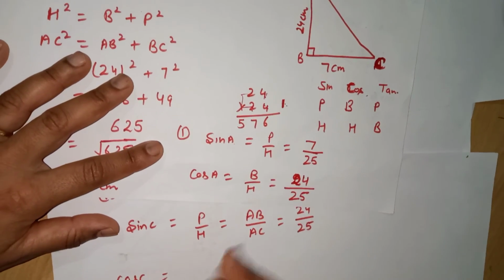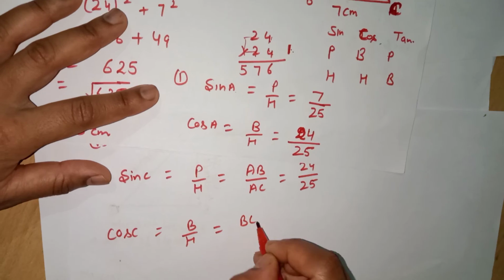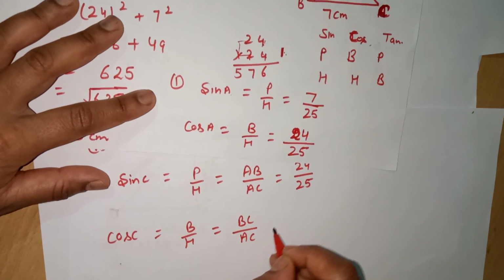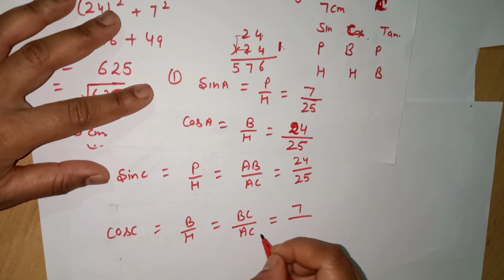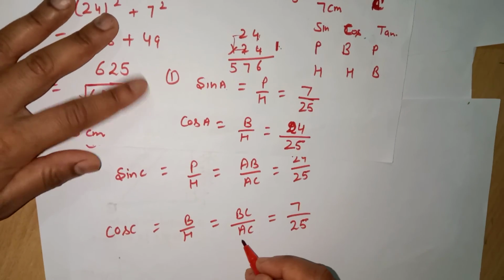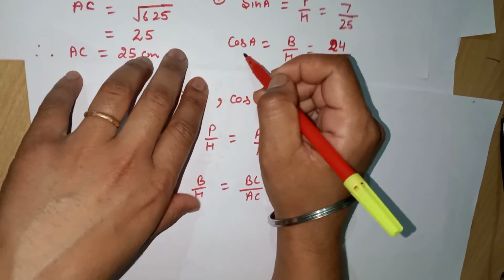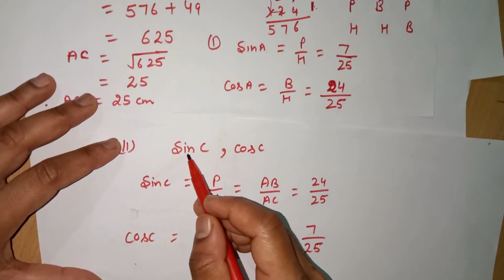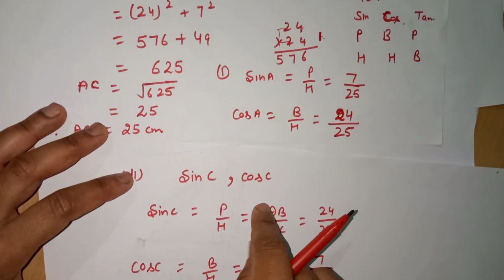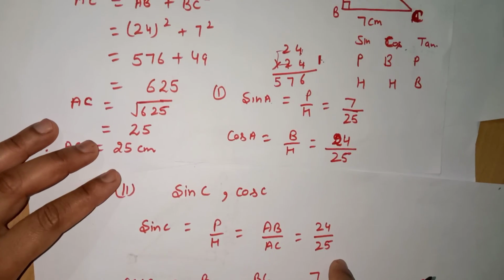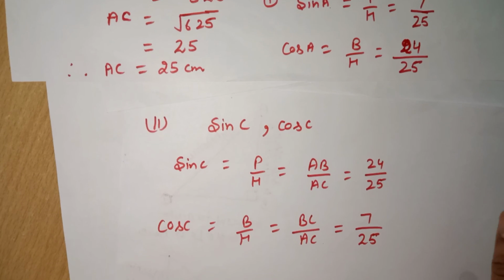Similarly, the value of cos C is equal to base upon hypotenuse. Here the base is BC and hypotenuse is AC. So the value of base is 7 and hypotenuse is 25. So we have found the value of sin A and cos A, and in a similar way the value of sin C and cos C. You just need to rotate the angle for which we have been asked to find the values of the given trigonometric ratios. So I hope you understand the first question of exercise 8.1.